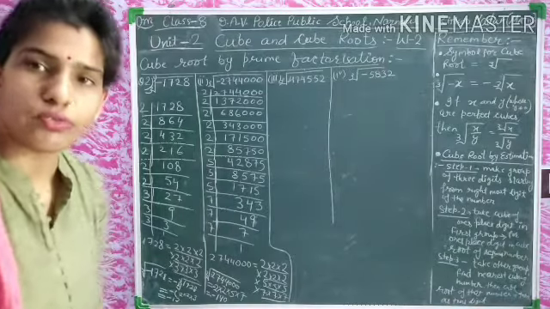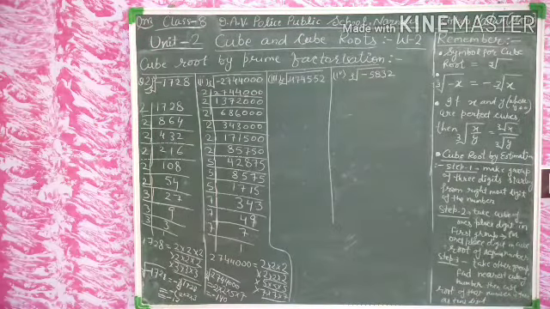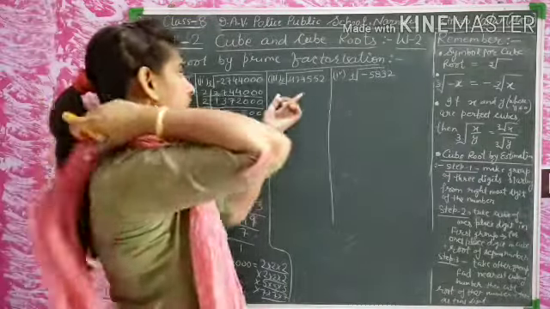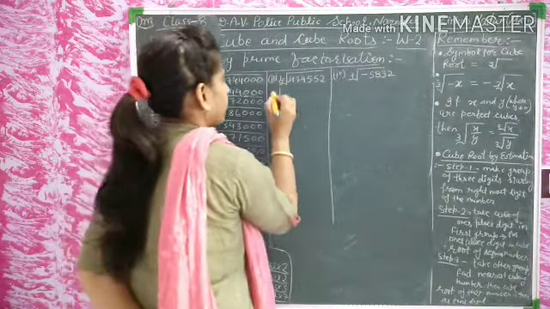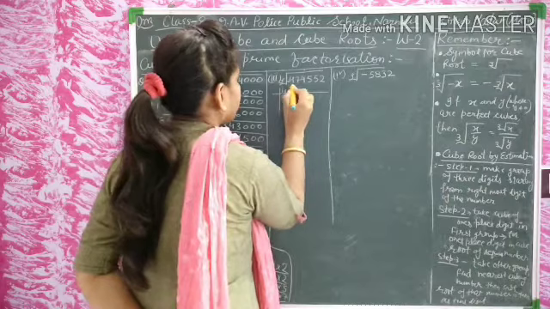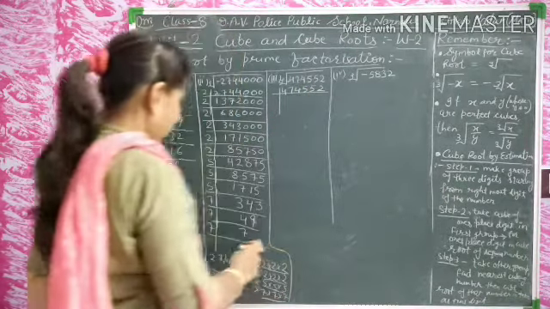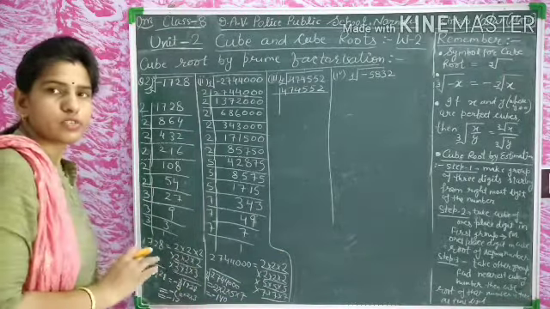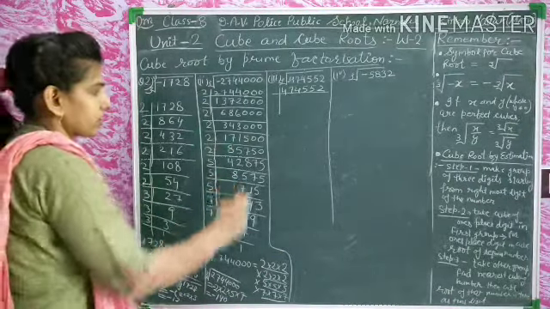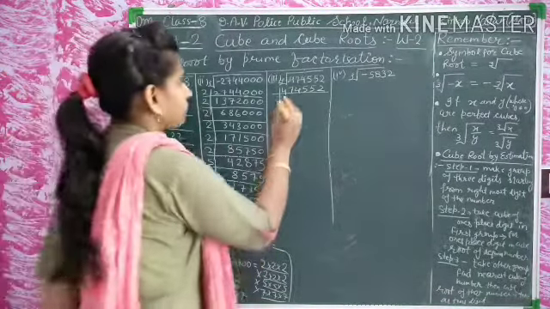Now we are solving the next problem. There is the next problem here. Now we have to do this 474552. You can solve this problem easily, but this is the main method you have to use here.